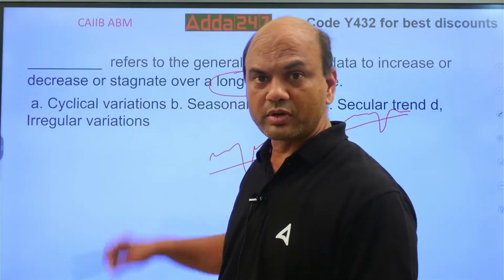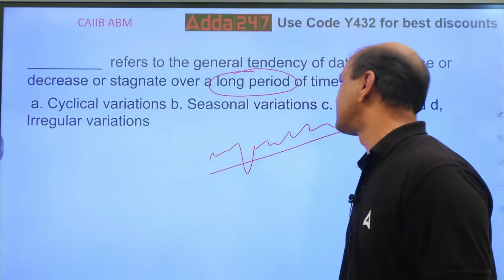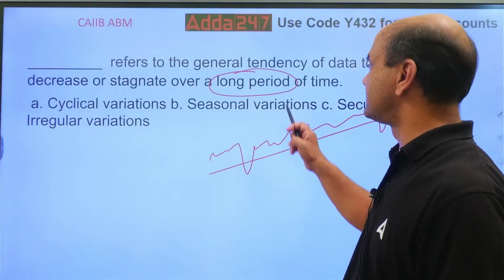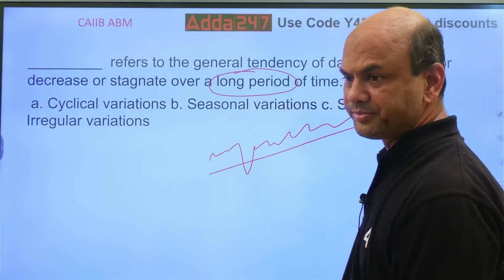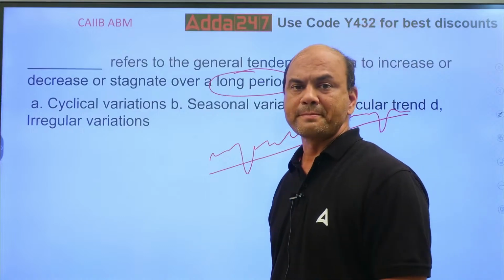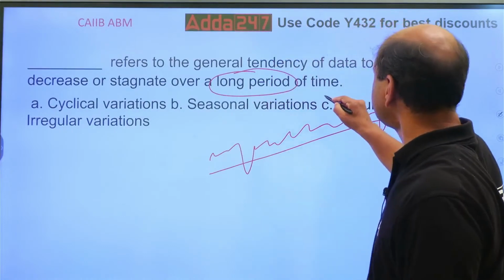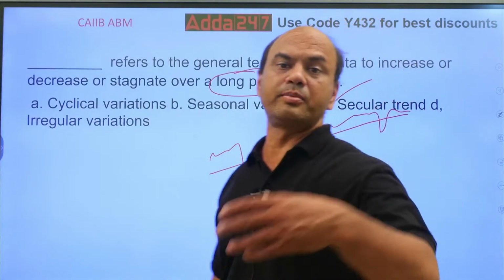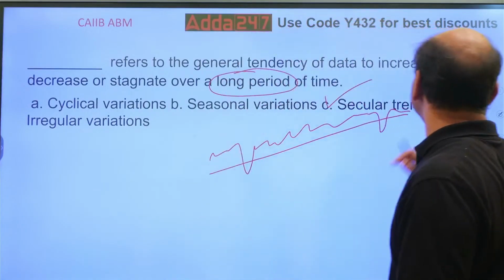Coming back to our question: what is the question? Dash refers to the general tendency of data to increase or decrease or stagnate over a longer period of time. So the answer is secular. Secular trend, longer period.